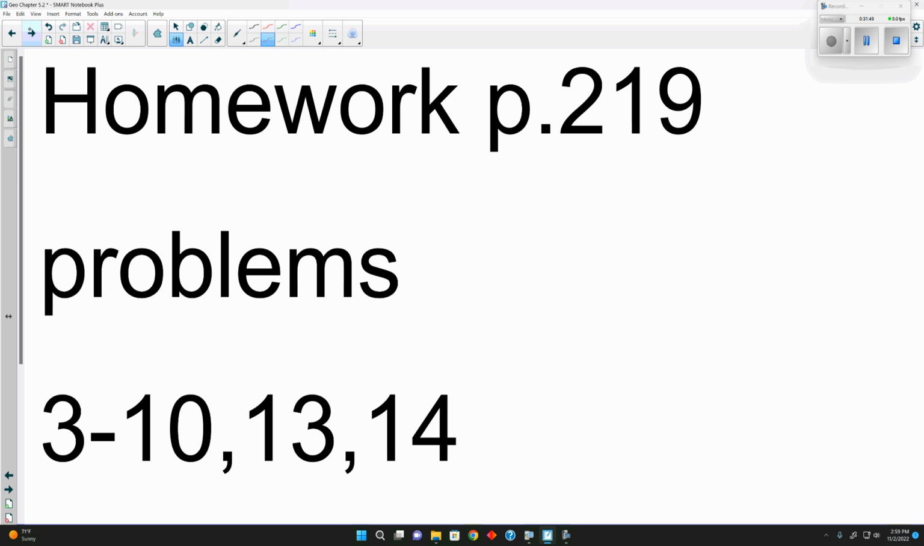3 through 10, 13, 14. So 3 and 4, identify all pairs of corresponding parts. Then write another congruency statement for the polygon. Don't write the one they gave you. You have to write a different one. Copy and complete the statement. So you have to say which angles are equal, what the values are. 9 and 10, find the value of x and y. 13 and 14, find the measure of angle 1.